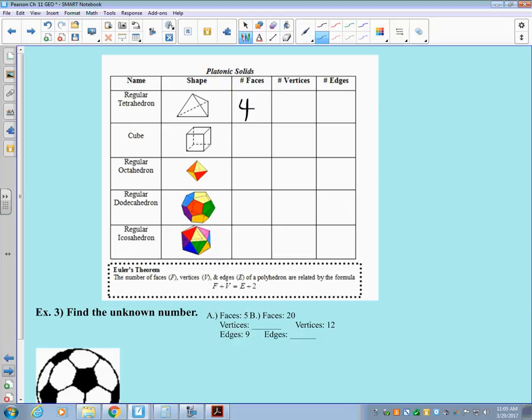And then the vertices are the corners, so we can count the corners. 1, 2, 3, 4 corners. And then edges, so how many lines? We got the one in the back, one on the front, one that's on the front diagonal, and then one that's on the right-hand side. So I get 4 edges.